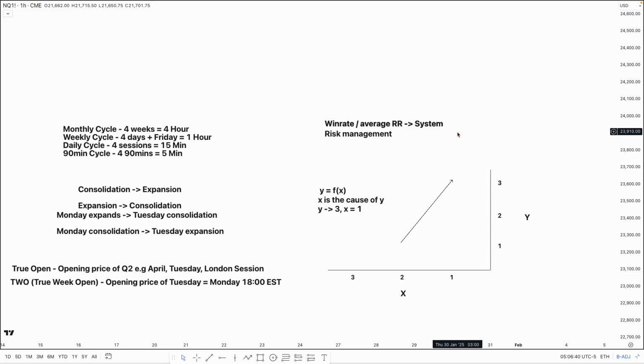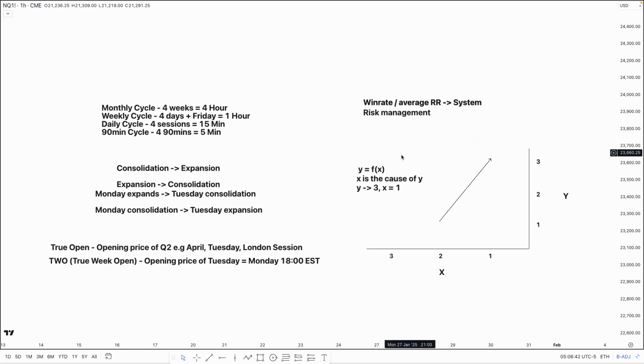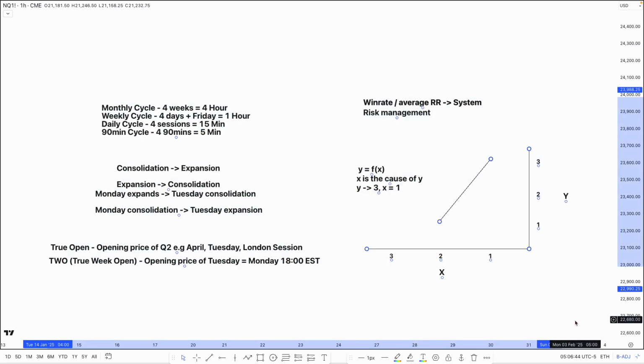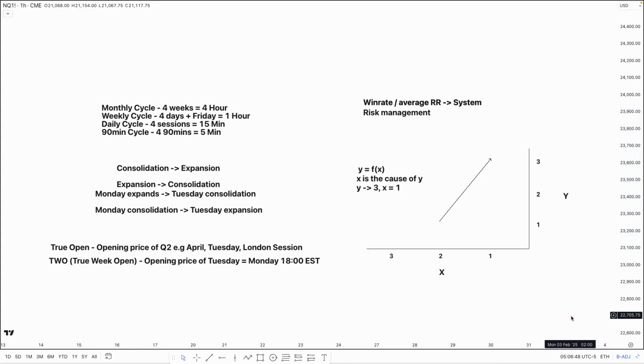So with that said, I will see you all in the next video, where I will talk about a divergence in price using these quarters.